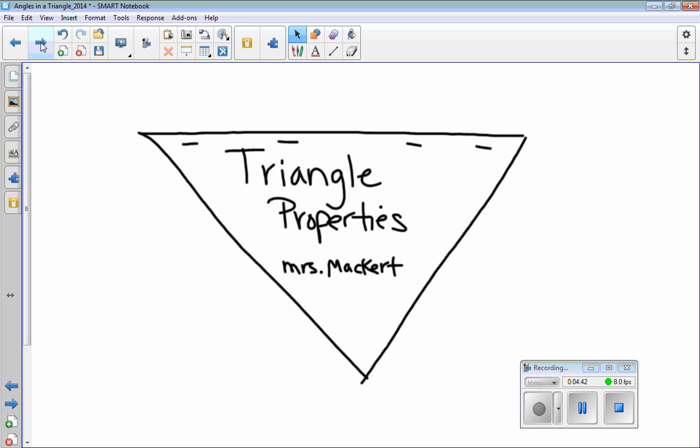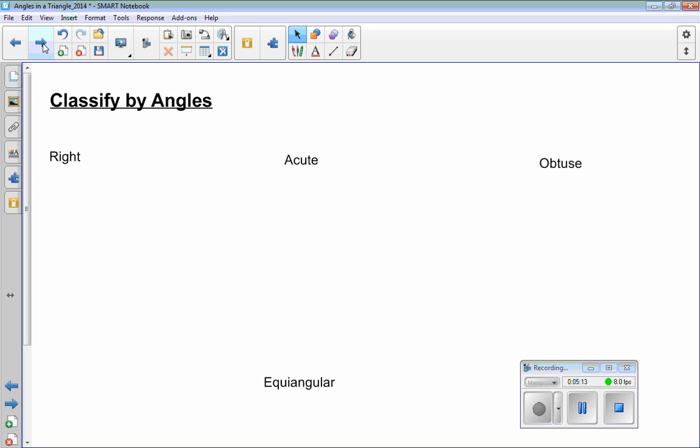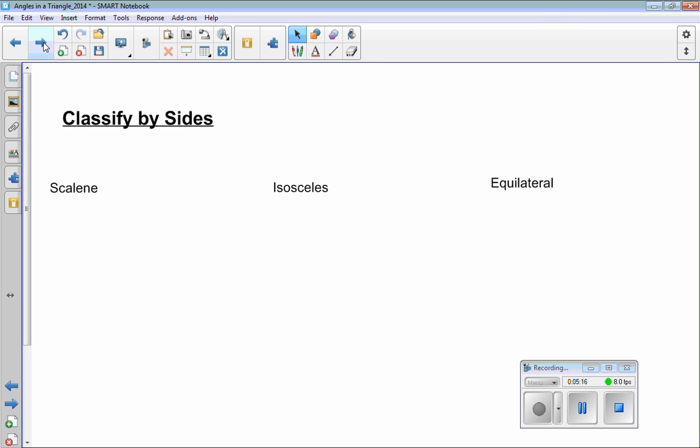I will give you a card stock page for this, but not today. Okay, today we're going to kind of look at some basic things that you should already know, but we'll just kind of make sure. We've already created our foldable. You should have stapled it across the top, and we've named it Triangle Properties. I want you to go ahead and open this. And on the top page, kind of small, I want you to write the words classify by sides, and under the bottom here, classify by angles. Okay? So, we're going to classify by angles and classify by sides.